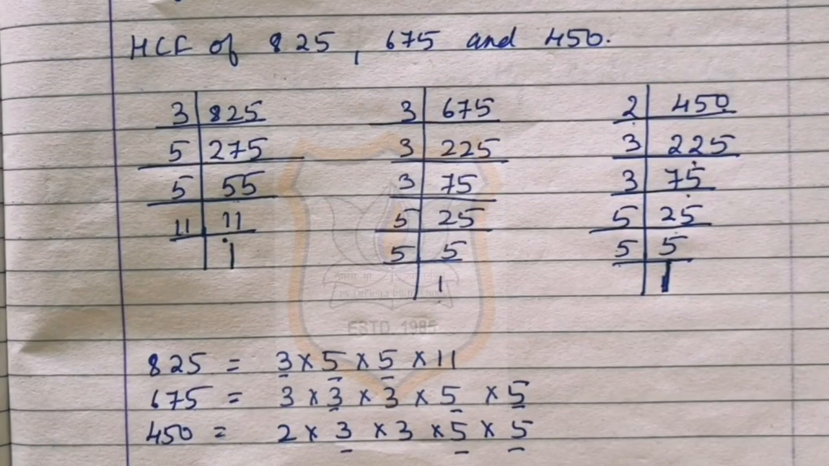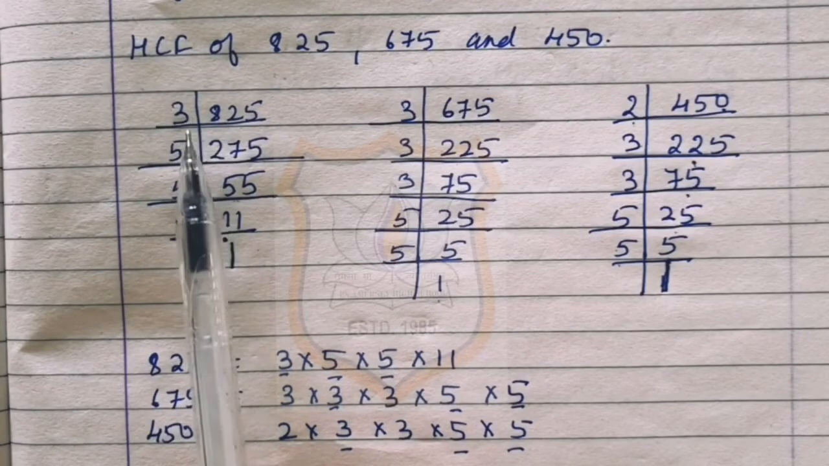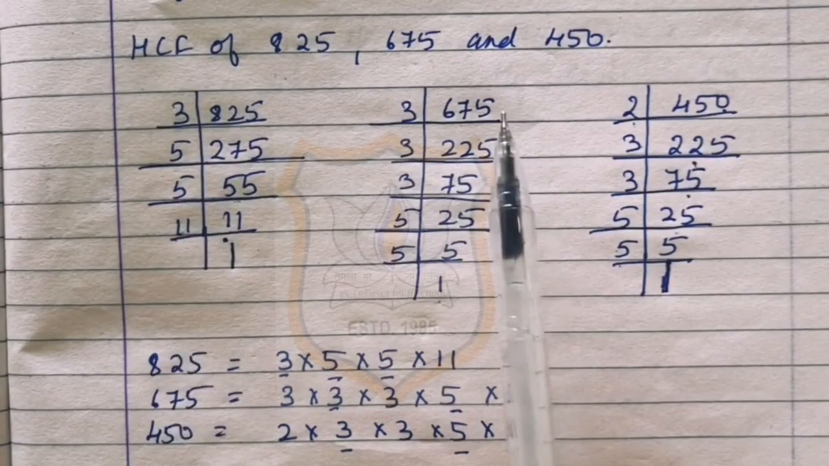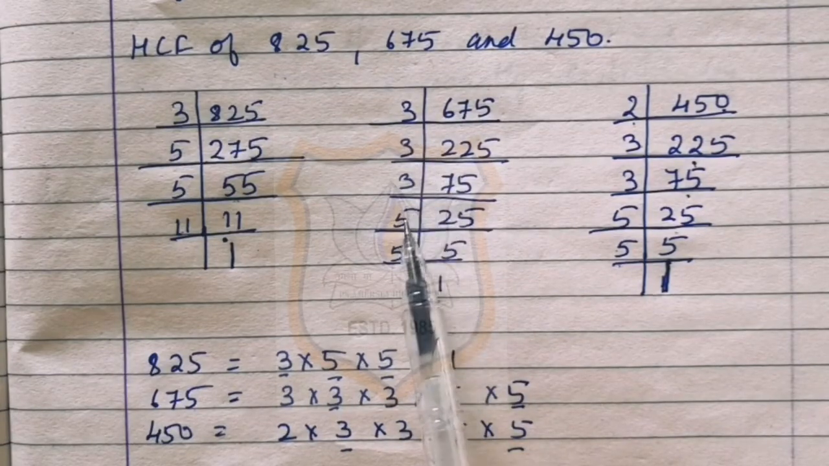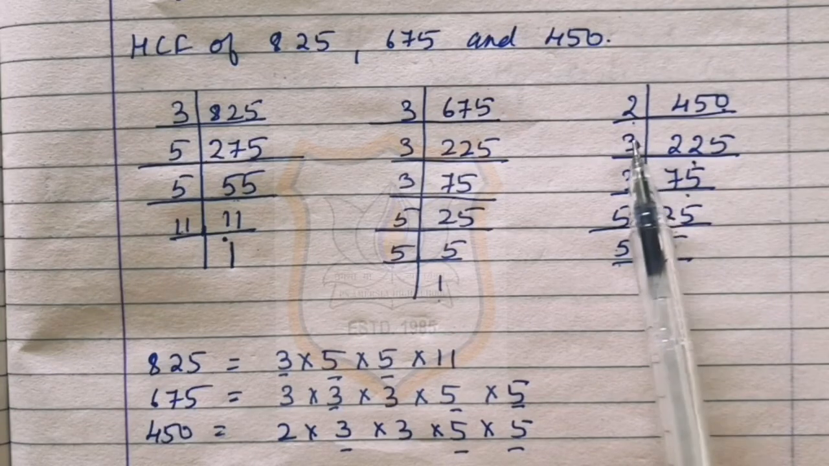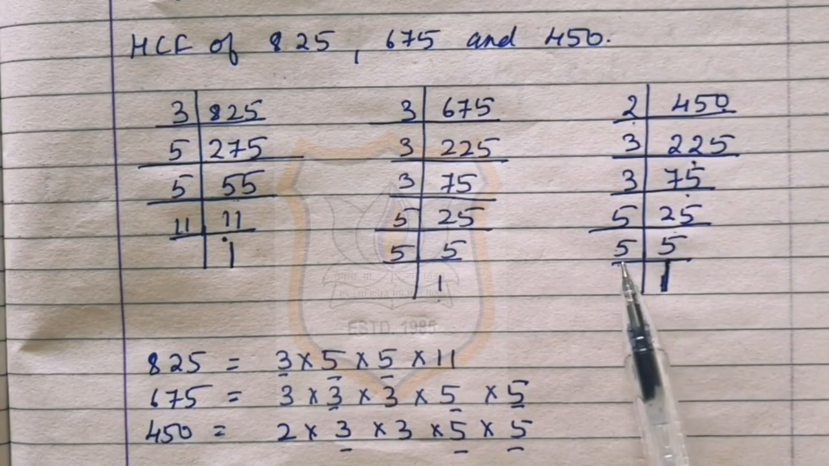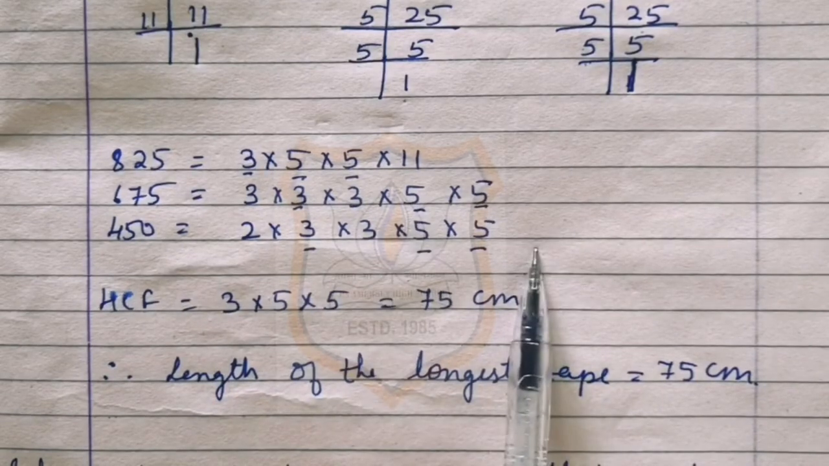So now we have to write down the prime factors of these numbers. The prime factors of 825 are 3 into 5 into 5 into 11. And prime factors of 675 is 3 into 3 into 3 into 5 into 5. And prime factors of 450 is 2 into 3 into 3 into 5 into 5. So here we will write down all the prime factors of the numbers.